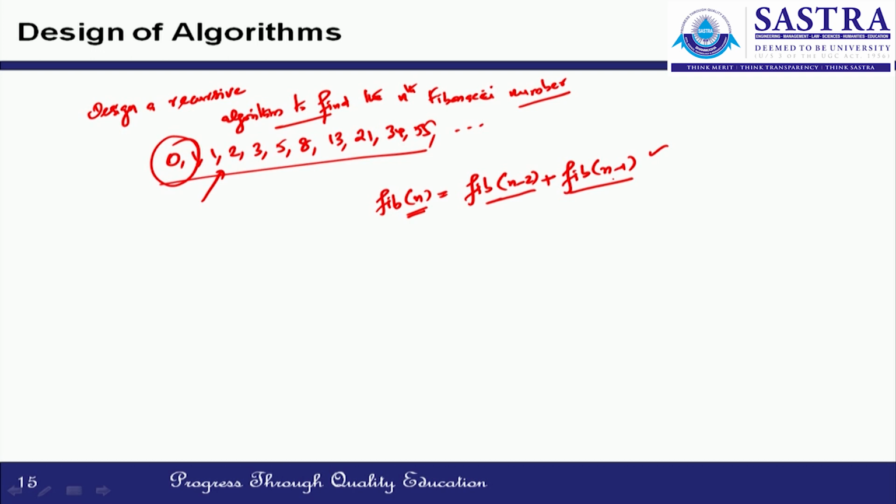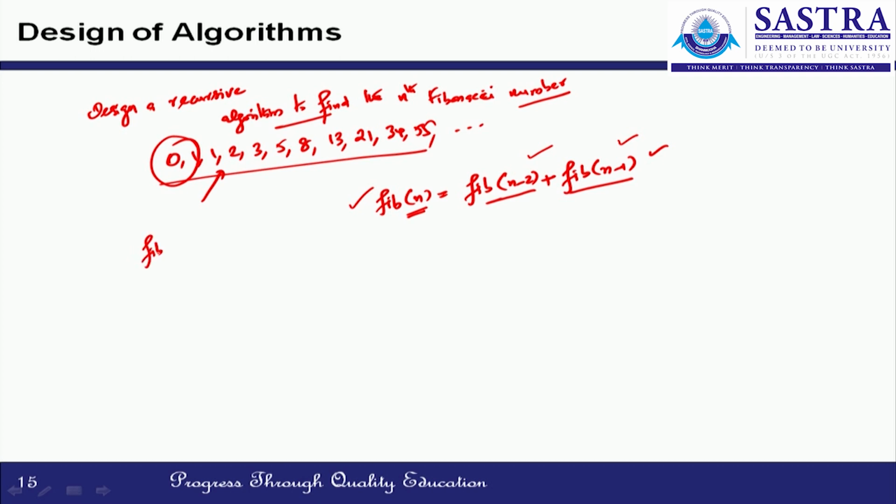To find the nth Fibonacci number, we have the recursive relationship fib of n is equal to fib of n minus 1 plus fib of n minus 2. The previous two numbers are added. Since we are at the nth position, the previous position is n minus 1 and one more position back is n minus 2. The corresponding numbers are added to get the nth Fibonacci number. This recursion should have a proper termination.